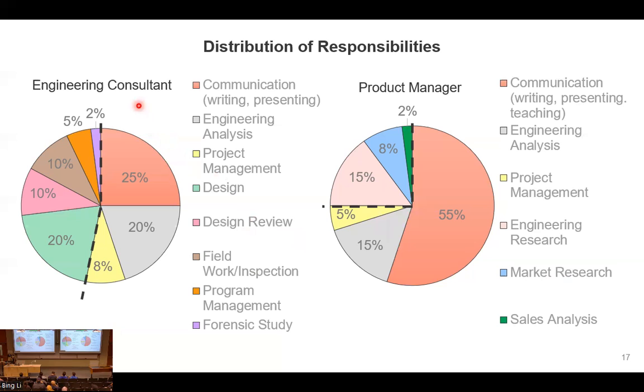Now, I want to mention that this pie chart on the left for the consultant may be more applicable to someone early in their career, maybe in their first 5 years in consulting. As you gain seniority and become a senior engineer or project manager, you can expect the communication portion to increase, the project management portion to increase, the analysis portion may decrease, design may also decrease, and field work to decrease because you become too expensive.